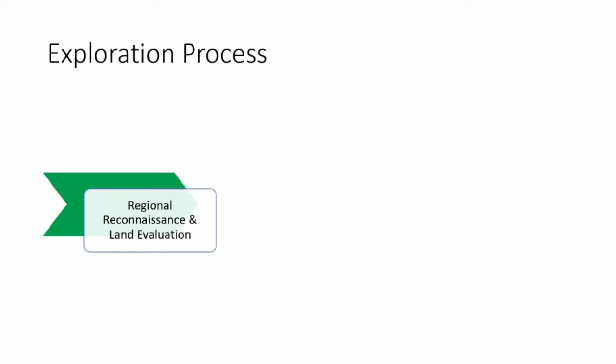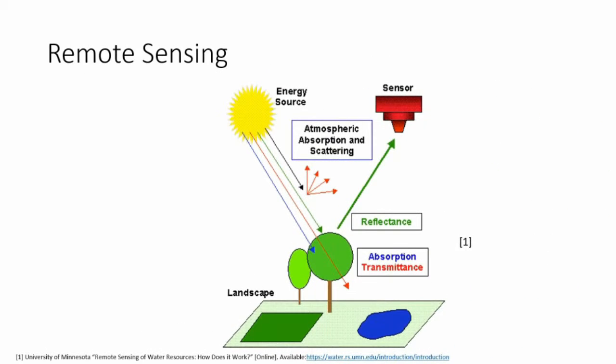The first of these phases is regional reconnaissance and land evaluation, where a broad research for the geothermal sources is conducted. Remote sensing methods are very popular to use in this phase. Remote sensing techniques use the reflection of various wavelengths of radiation to get detailed estimates of the topology and geomorphology of a region. Two remote sensing methods are commonly used for geologic purposes.